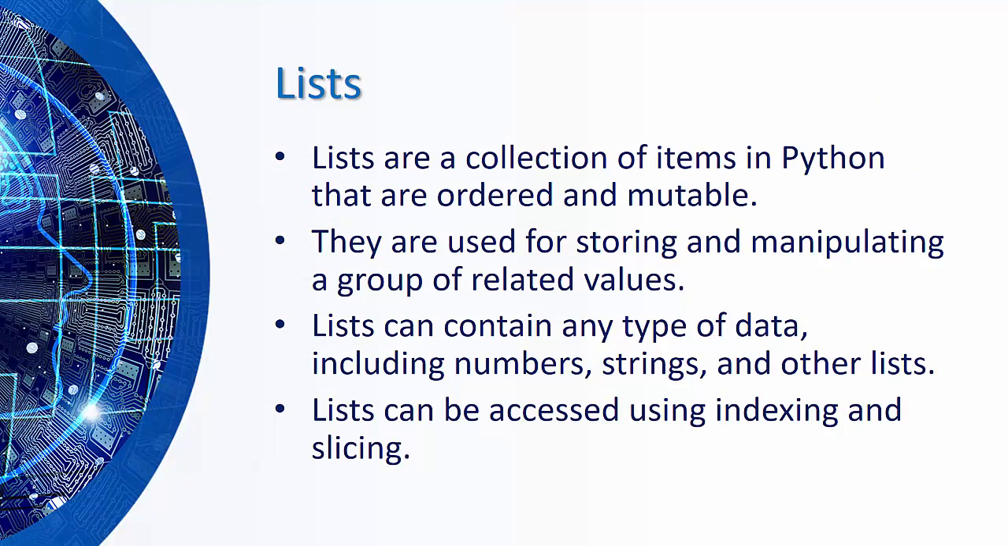Okay, next data type, lists. Lists are a collection of items in Python that are ordered and mutable. They are used for storing and manipulating a group of related values. Lists can contain any type of data, including numbers, strings, and other lists. Lists can be accessed using indexing and slicing.